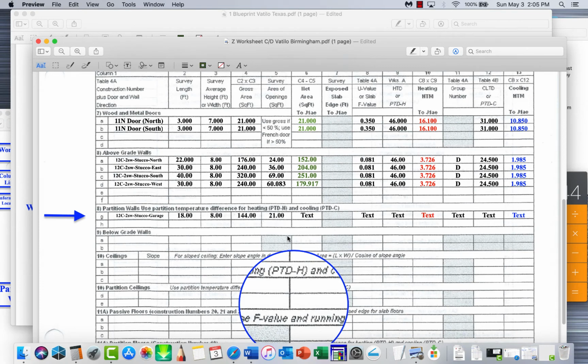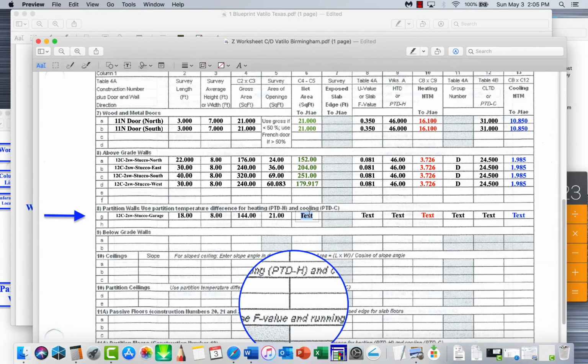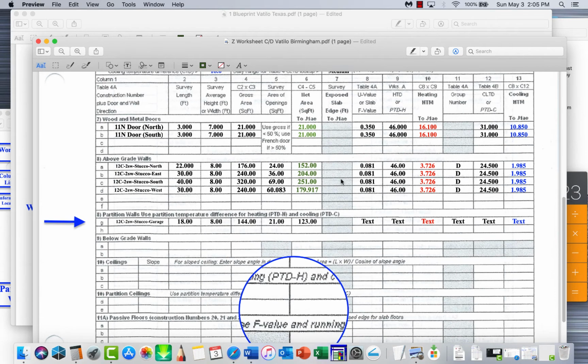All right. And then simply all we got to do is subtract now column 4 of column 5. So 144 minus 21 equals 123 square feet. Okay. Now once again, column 7 up here is grayed out because that deals with floors. We're not dealing with floors right now, so we leave that blank and move to the next one.